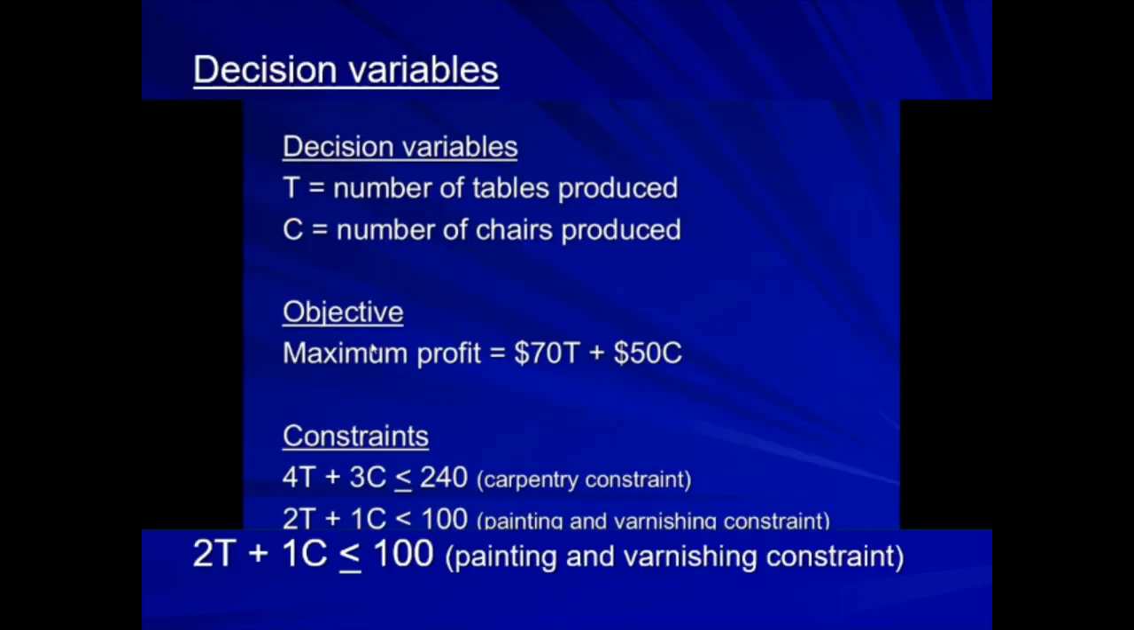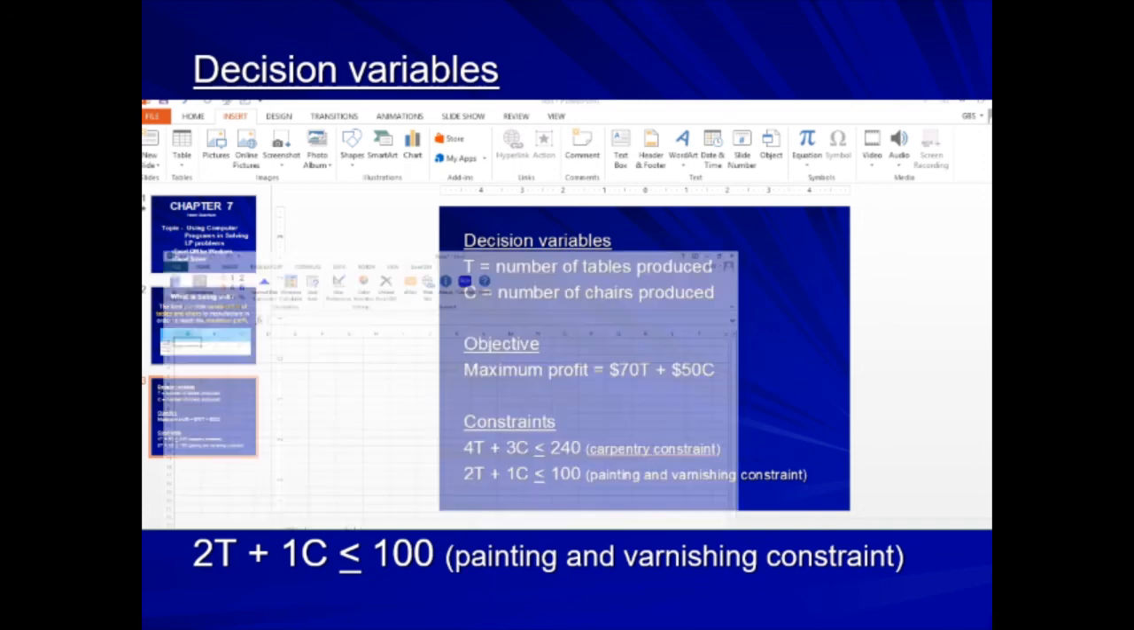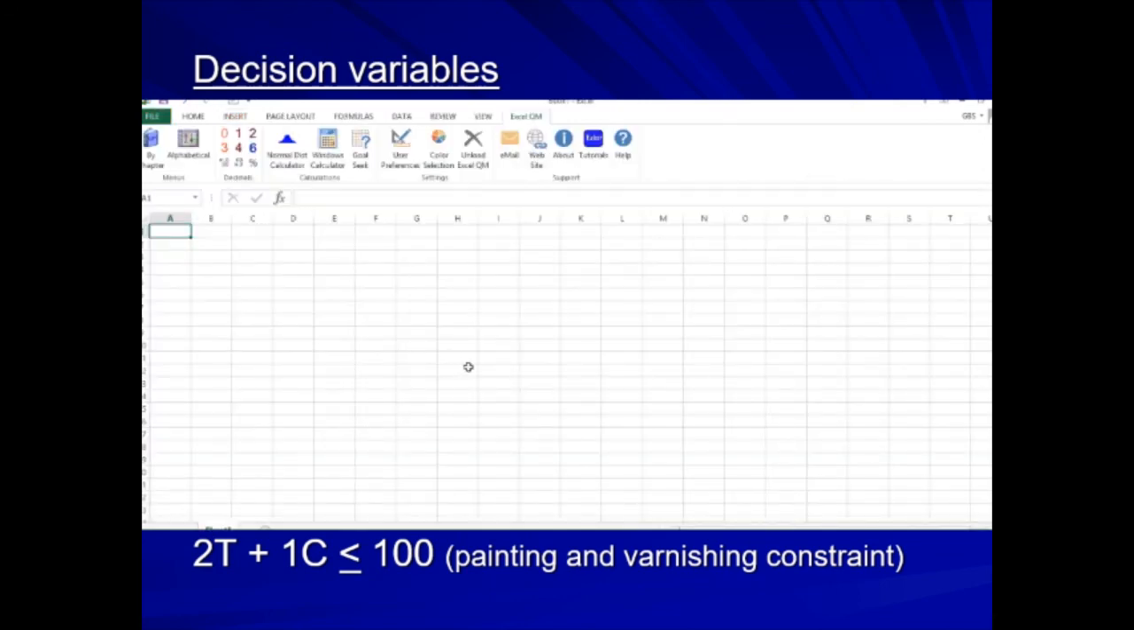Now that we have already determined our decision variables, the objectives, and the constraints for the Flair Furniture problem, we are now ready to solve this problem using QM for Windows. So let's now go to the Excel QM window. By the way, I am using the XLQM version 5.2, which I just downloaded from the internet.